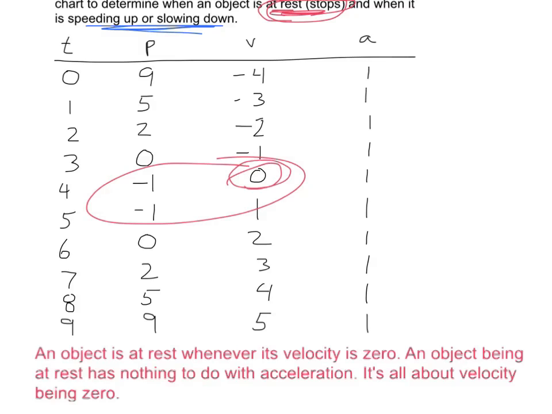So if you're ever asked to find when an object is at rest, or when it's not moving, you set the velocity equal to 0. It has nothing to do with the acceleration. It's all about the velocity being 0.